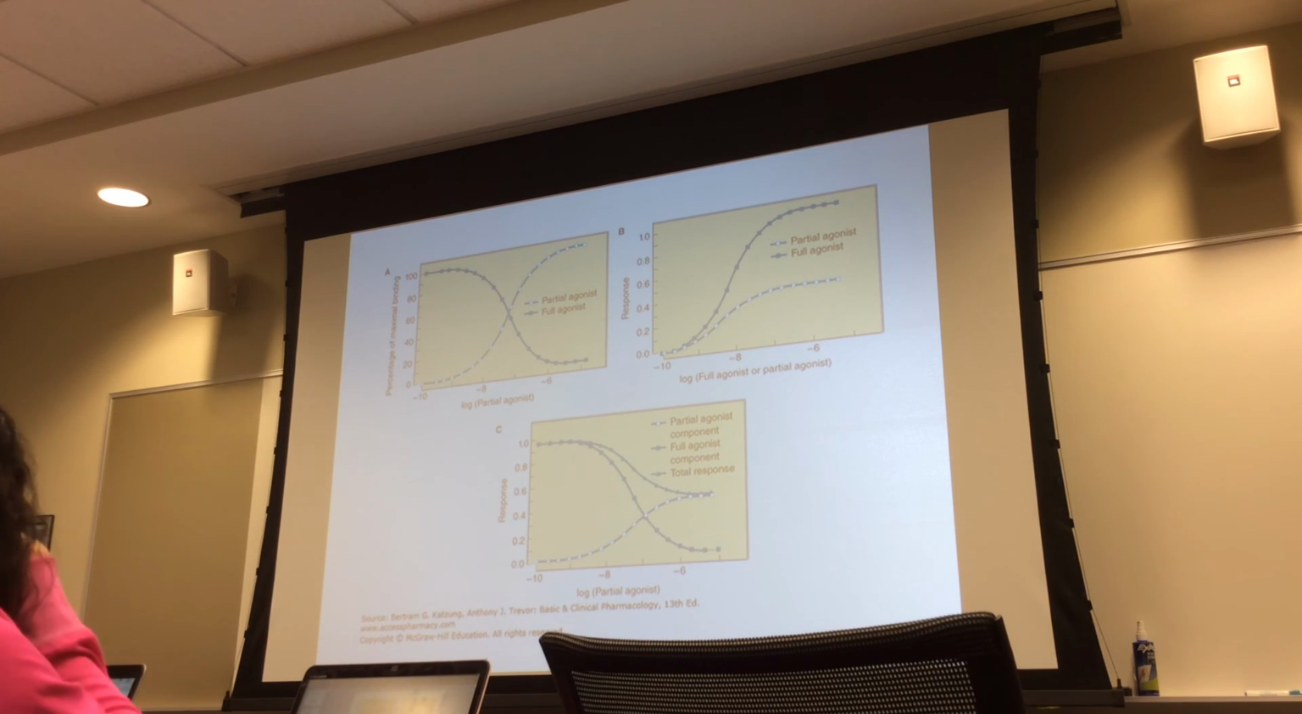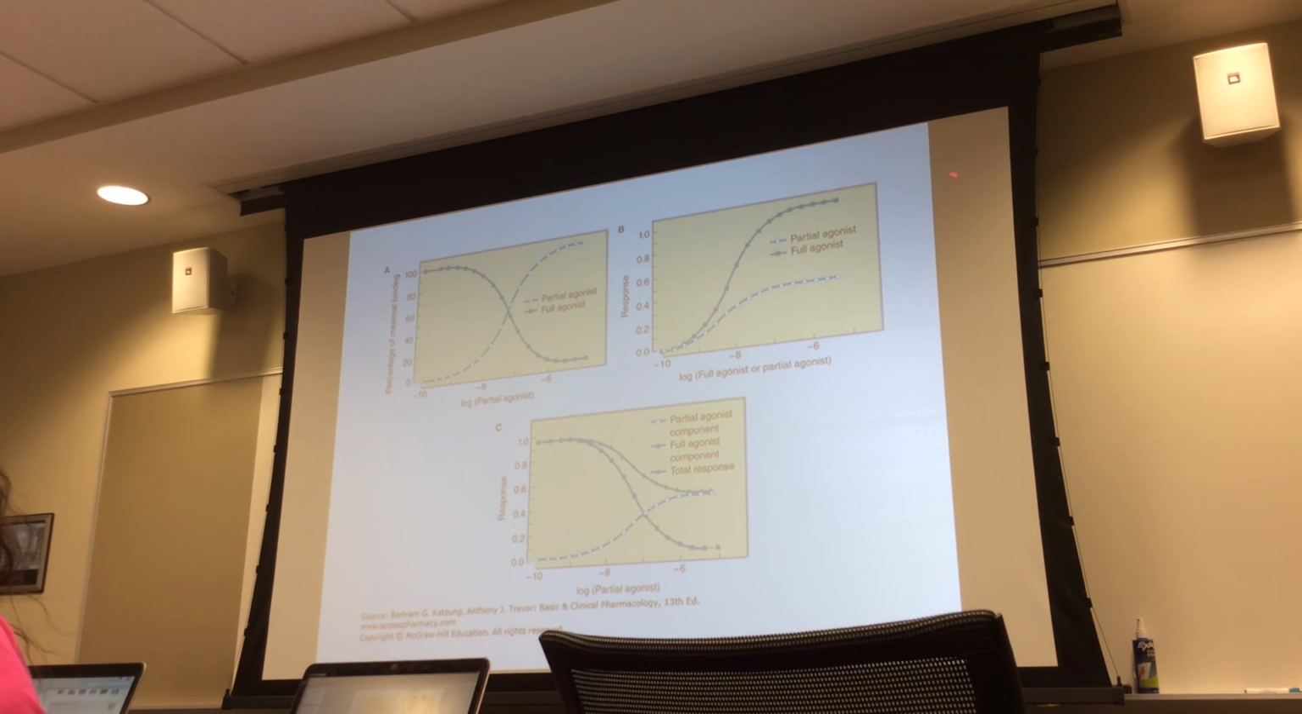If you look at the response, partial agonist alone will do this, low maximal effect, where full agonist will do this. If you have them both together, the more you add of the partial agonist, concentration-wise, the effect is going down until they reach the point where the effect you're seeing is a mix of the partial agonist and the remaining amount of the full agonist that's bound. So this is the total response. Okay? This response is probably mediated by both the full agonist and the partial agonist.